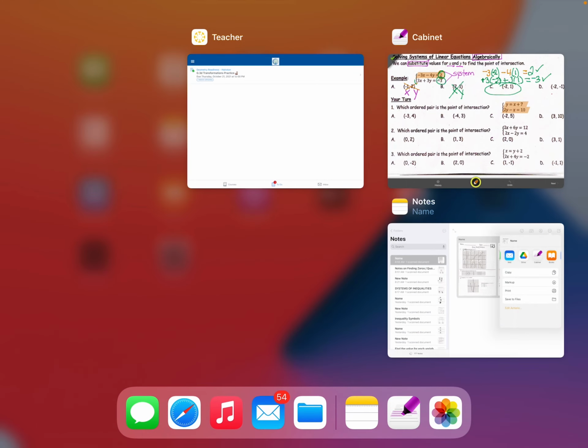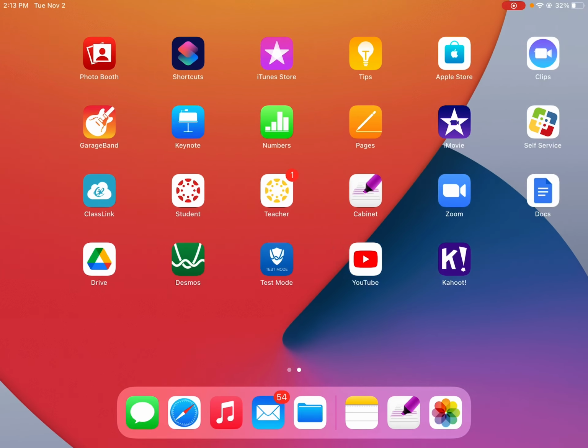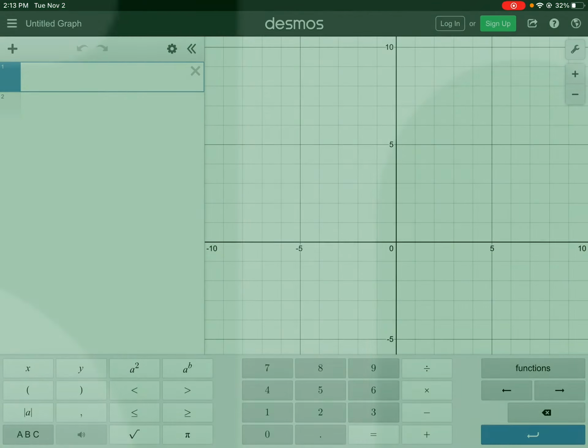So let's pull up Desmos, and you're always welcome to split screen. Okay, you guys know I don't like to split screen. I'm just not good at it.